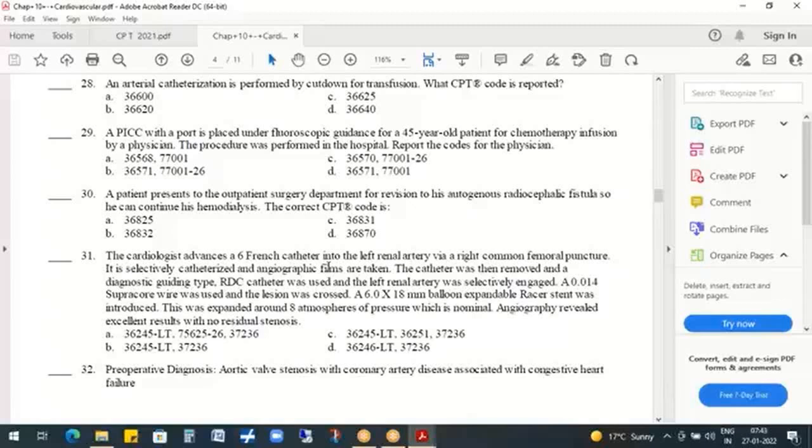Next, what is the next one? 36571, age 5 years or older. Then what is the answer? 36571. That's the answer. Now they are asking to report for physician services. What is the modifier we need to use? 26 modifier. Then what will be your answer? B. B for Bombay. Understood, everyone?